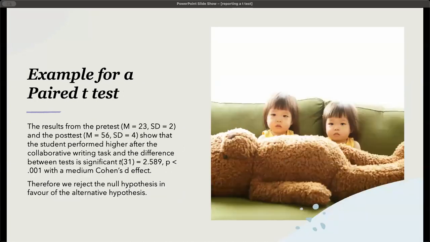Now, for a paired samples t-test, it's going to look similar to an independent samples t-test. So the results from the pretest, mean equals 23, standard deviation equals 2, and the post-test, mean equals 56 and standard deviation equals 4, shows that the students performed higher after the collaborative writing task, and the difference between the tests is significant. T, degrees of freedom, is 31, equals 2.589. P is less than 0.001 with a medium Cohen's d effect. Therefore, we reject the null hypothesis in favor of the alternative hypothesis. Okay, so this is a paired samples t-test with a pretest post-test design.